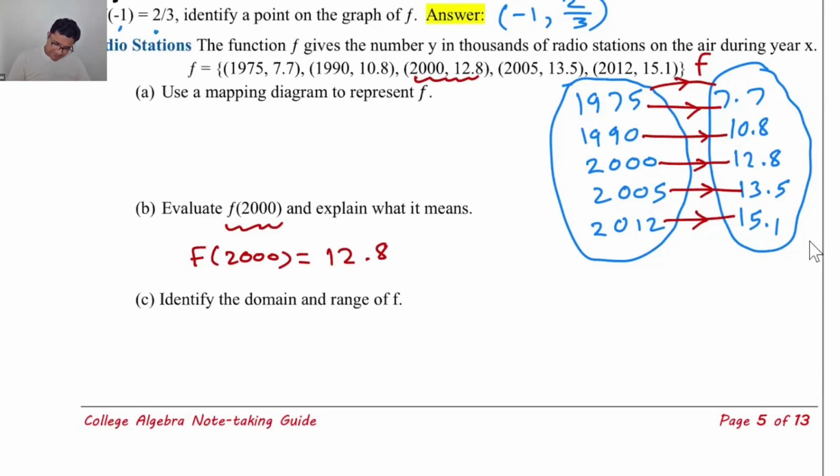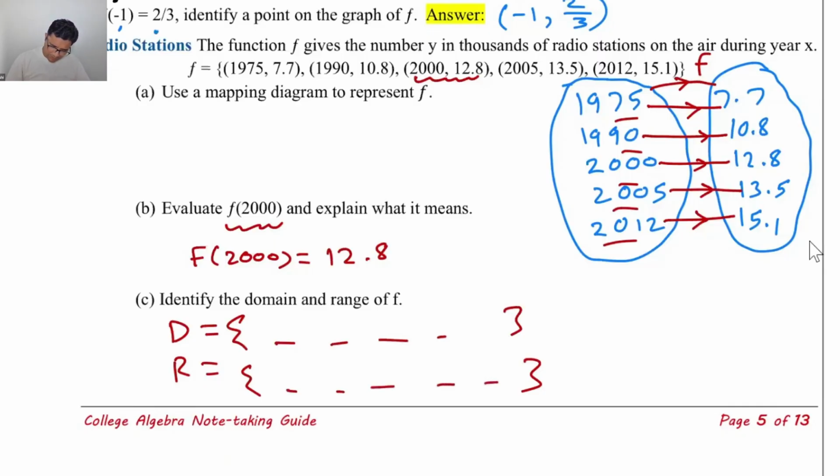Identify the domain and range. And domain, range, I'm going to just skip that part here. Okay. You know what to write. All these numbers will go in the domain here. And those numbers will go in the range there. You'll separate them by comma.